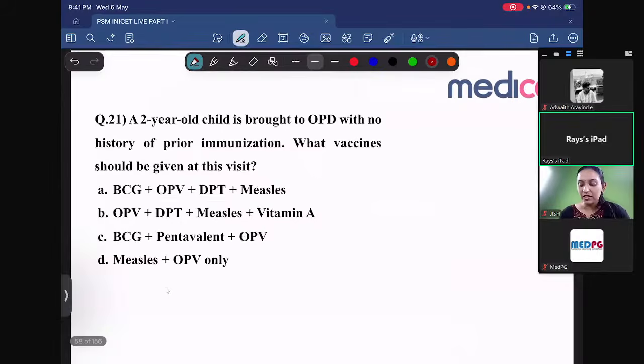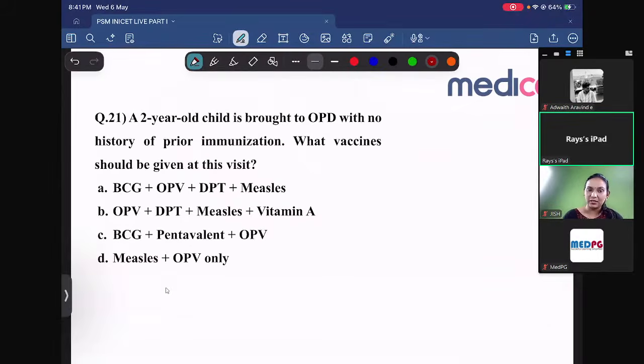Remember, an unimmunized or partially immunized child is a common question. So let's look at the clues. The child is 2 years old, without any history of immunization. BCG appears in option A and option C. Up to which year can you give BCG? One year. BCG is usually given at birth, and if you fail to give it at birth, the maximum you can give it is up to 1 year. After 1 year, you cannot give BCG. So option A and option C are wrong because BCG cannot be given to a 2-year-old child.